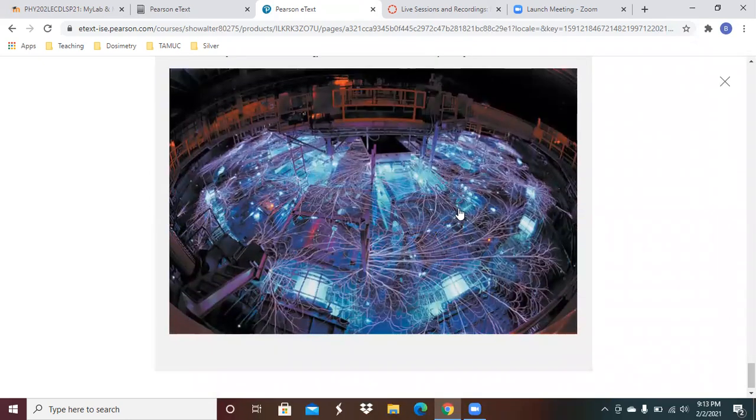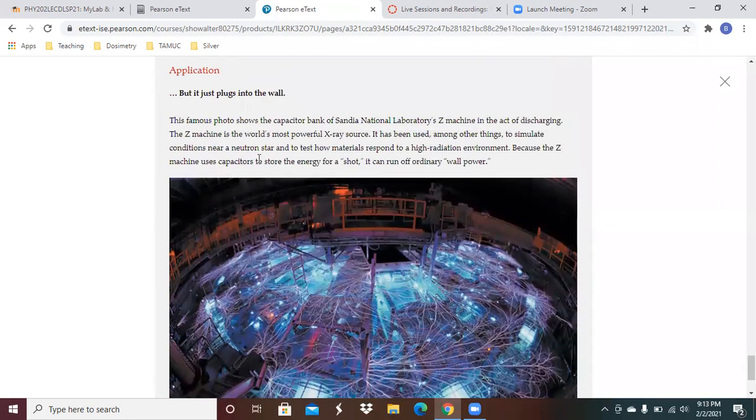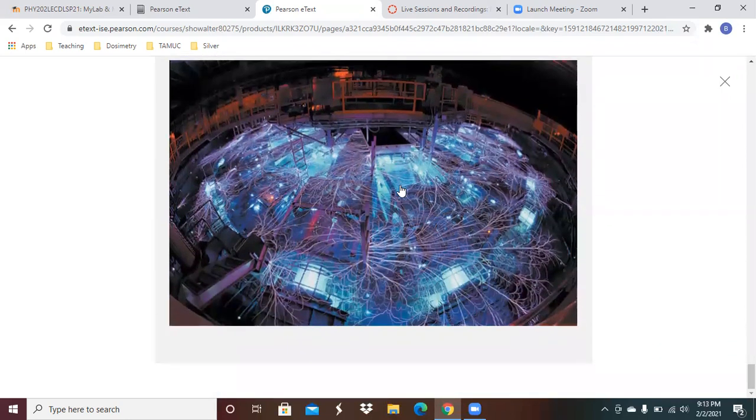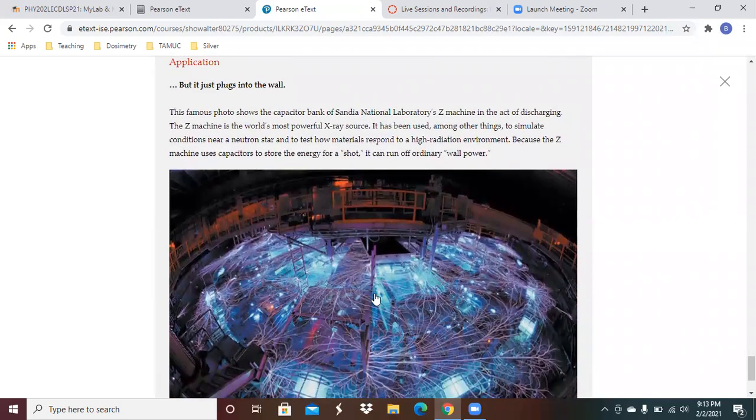And this video here is showing you the capacitor bank at the Sandia National Laboratories Z machine, and that is discharging. It's the world's most powerful X-ray source. So we're looking at high radiation research here.